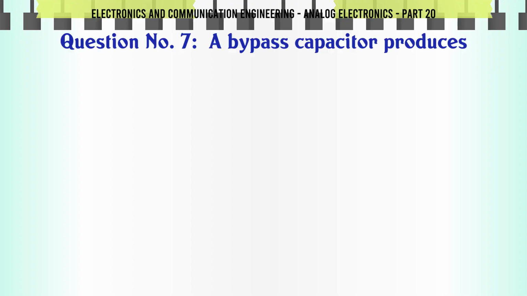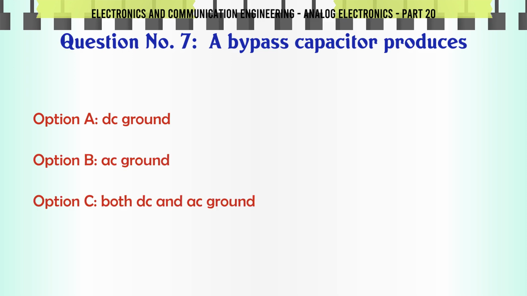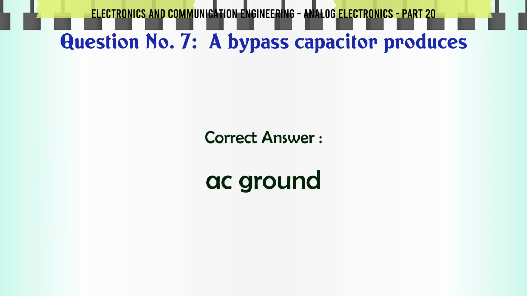A bypass capacitor produces A. DC ground. B. AC ground. C. Both DC and AC ground. D. None of the above. The correct answer is AC ground.